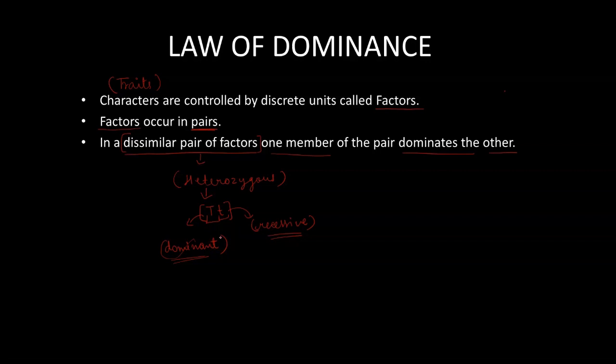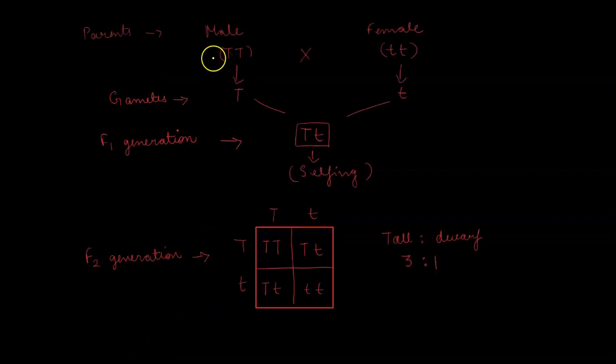Now let's try to understand law of dominance in detail with the help of an example. Here we can see an example of a monohybrid cross of height of pea plant. In the parental generation, the male parent is homozygous dominant, that is tall, and the female parent is homozygous recessive, that is dwarf. The gametes formed will be capital T in case of male parent and small t in case of female parent. Now crossing between the male and the female parent leads to F1 generation.